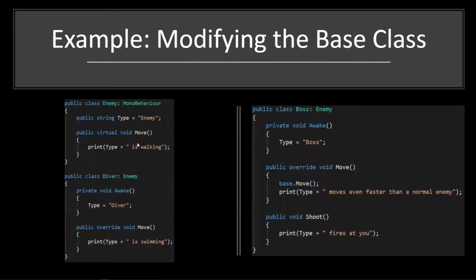So we create a base class called enemy, which inherits from mono behavior. And then we have two new classes, the diver enemy and the boss enemy, right? They share this common ancestor and they have some new functionality to them. Okay.